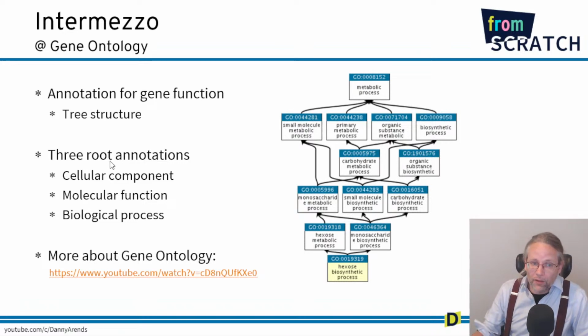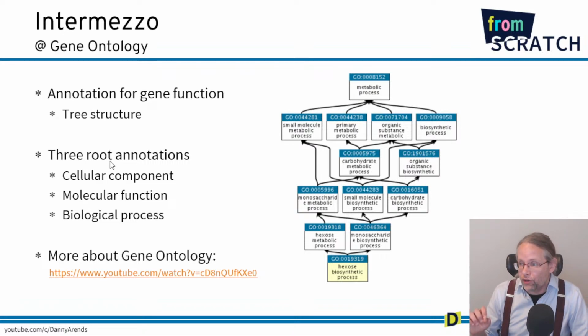Besides that, we have 3 root annotations. So you can do gene ontology based on cellular component. So this is the localization. So where is it located in the cell? So it could be the nucleus, the cytosol, endoplasmic reticulum, cell wall. It can be an excreted protein. It could be a protein in the mitochondria.